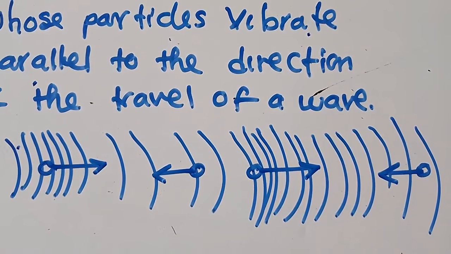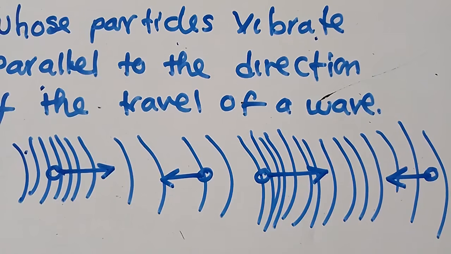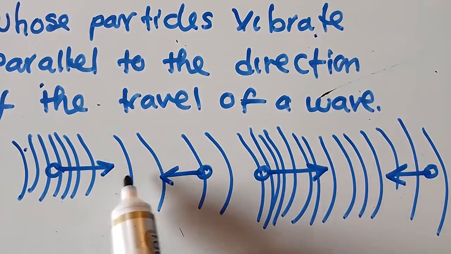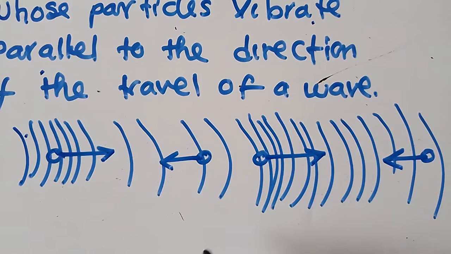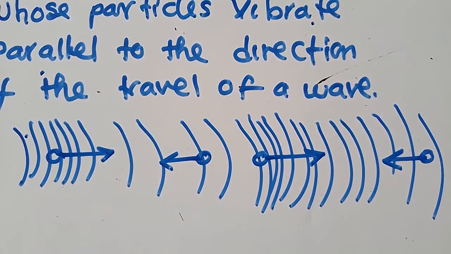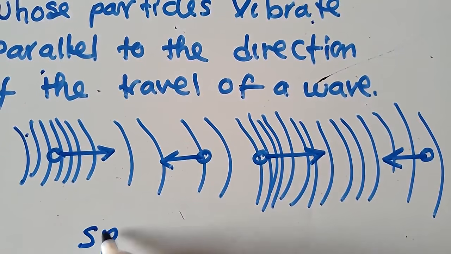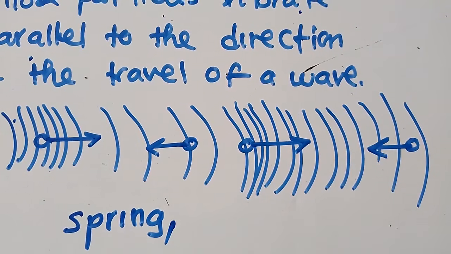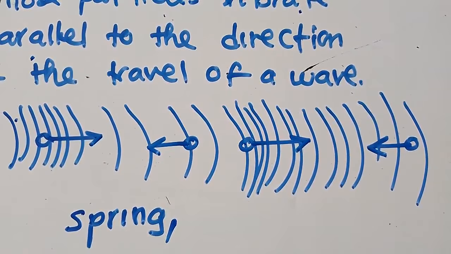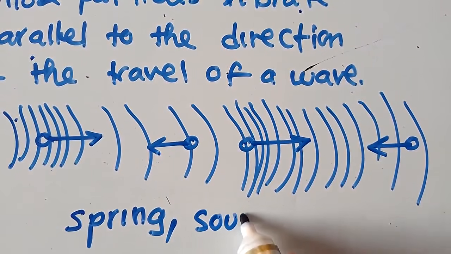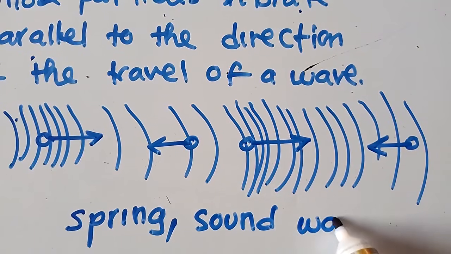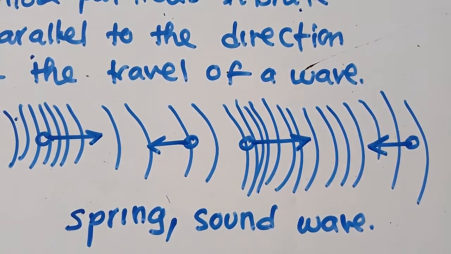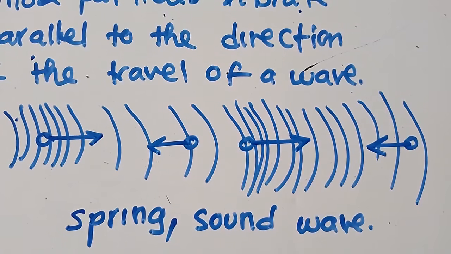So this is the point that you need to understand clearly. Even as they are vibrating, they are moving in this manner. A best example of this one, we've got the waves on a spring. We also have the common one, which we all know, which happens to be a sound wave. So these are best examples that we need to consider under a longitudinal wave.